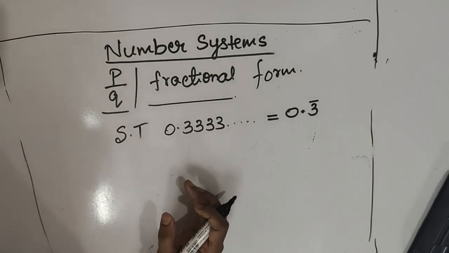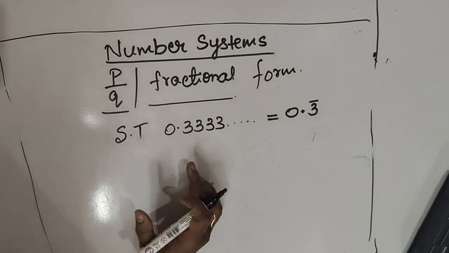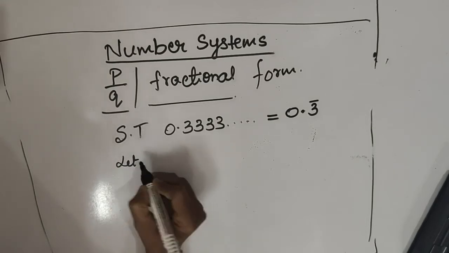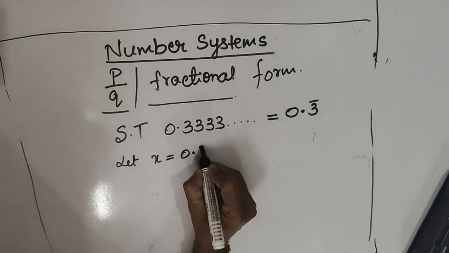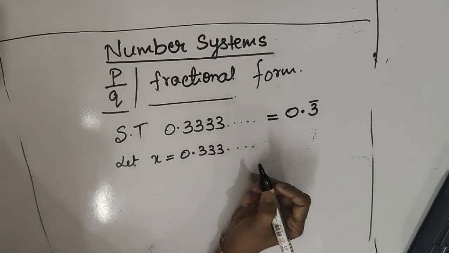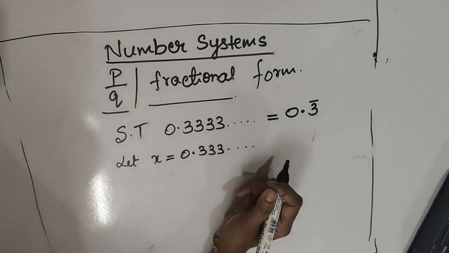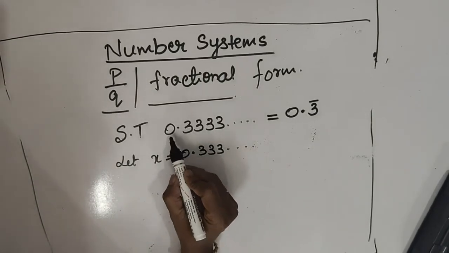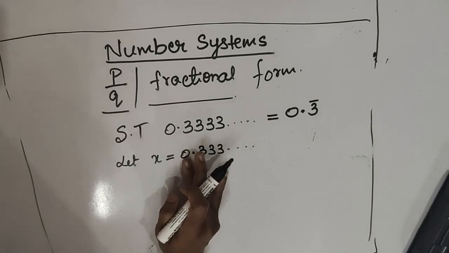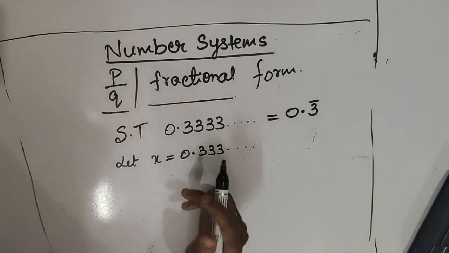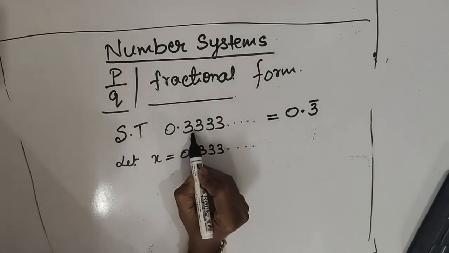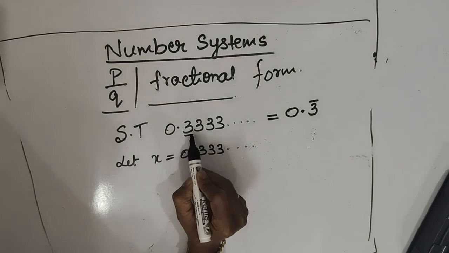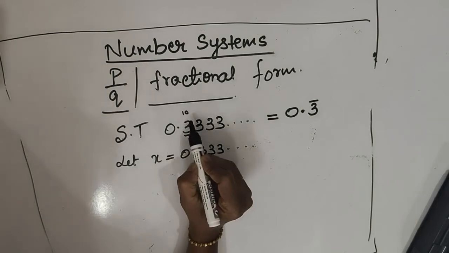Okay. Now, to convert this one, we have to take it as some unknown. Let x equal to 0.333 and so on. Before the point, if any number is there, no problem, you neglect it, as it is you can write. You have to look after the decimal point at which number is repeating. See, the first number is 3 itself, 3 only repeating everywhere, is it? So the first number is 3, which means this is the tenth place.